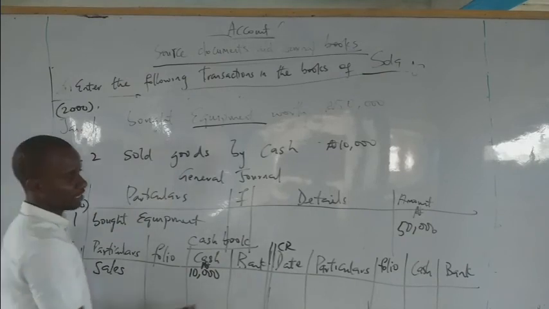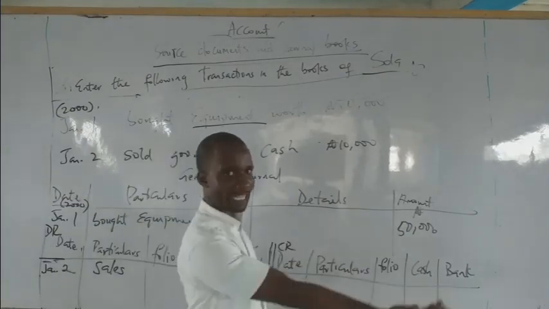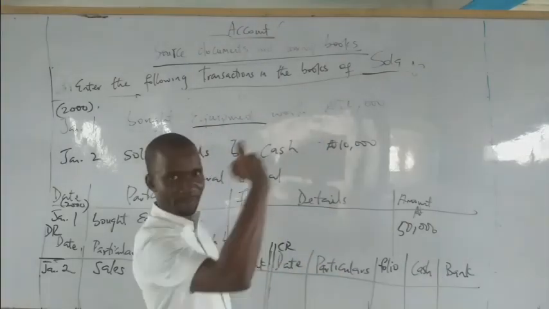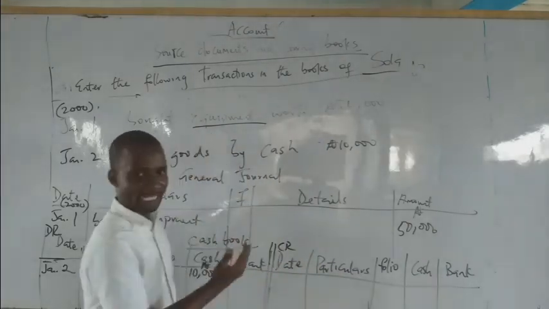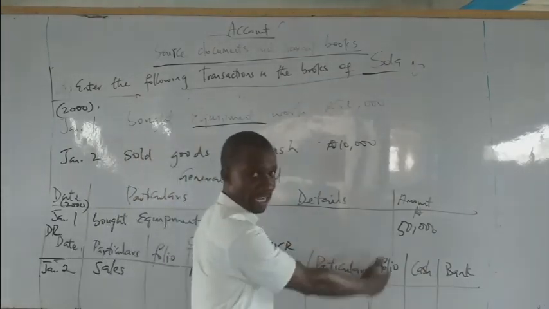Gotten it? Okay. Now, discount received is an income to the business. Why? It is the discount you get from the supplier, from outside people to you, the business. So it is an income or revenue. That is why it is put on the credit side.